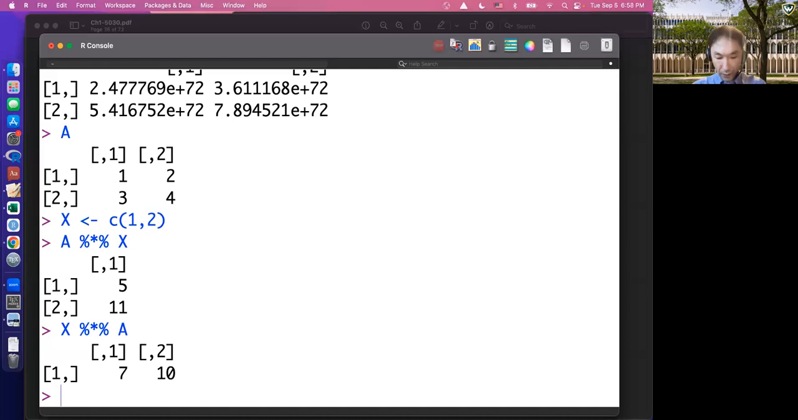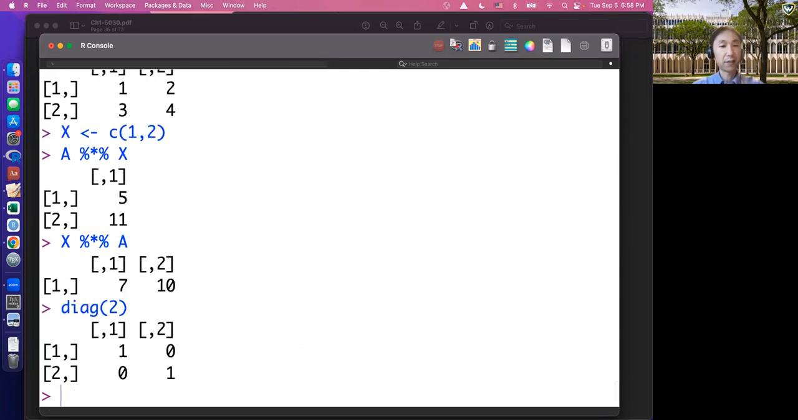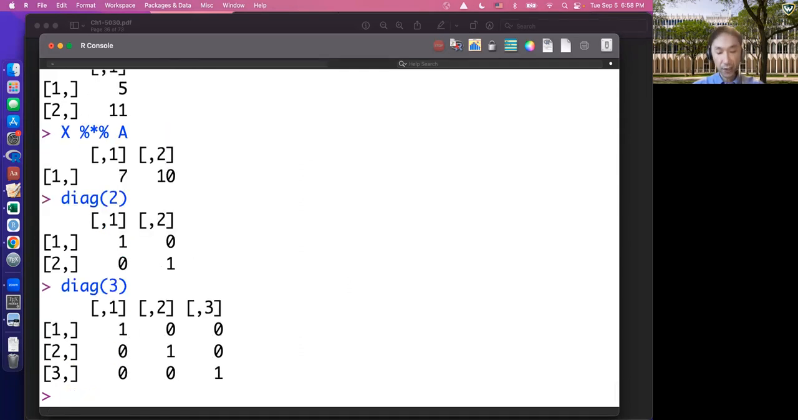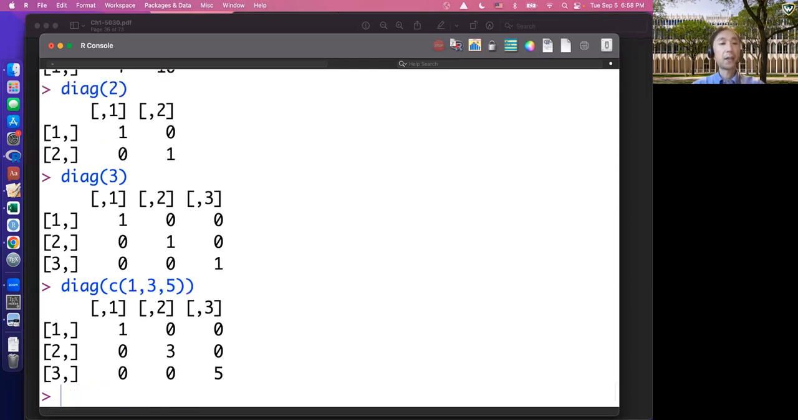Okay, now some more basic matrices. Suppose that we want to get the identity matrix, how do we generate it? The identity matrix can be generated by the diag function. So diag 2 gives this, diag 3 gives this. And also, if you put in a vector such as 1, 3, 5, then we can make a diagonal matrix with elements 1, 3, 5.